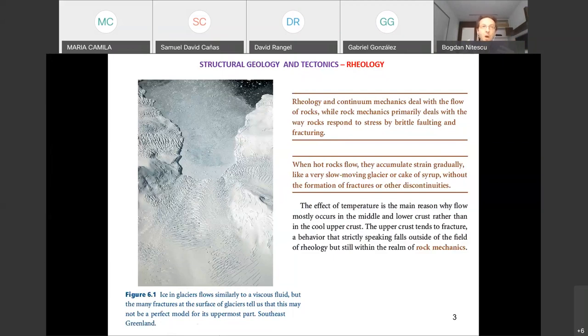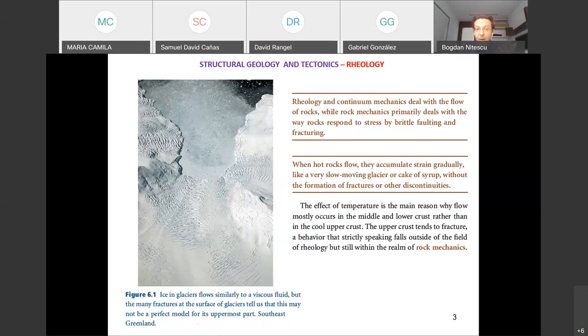Now, we have a field that is called rock mechanics, and the civil engineers and geotechnical engineers will study a lot of rock mechanics, because they are concerned about the conditions at the surface of the earth. Here things break mostly. So rock mechanics deals with the brittle aspects, brittle behavior, whereas rheology and continuum mechanics describes the flow of rocks, the flow of materials.